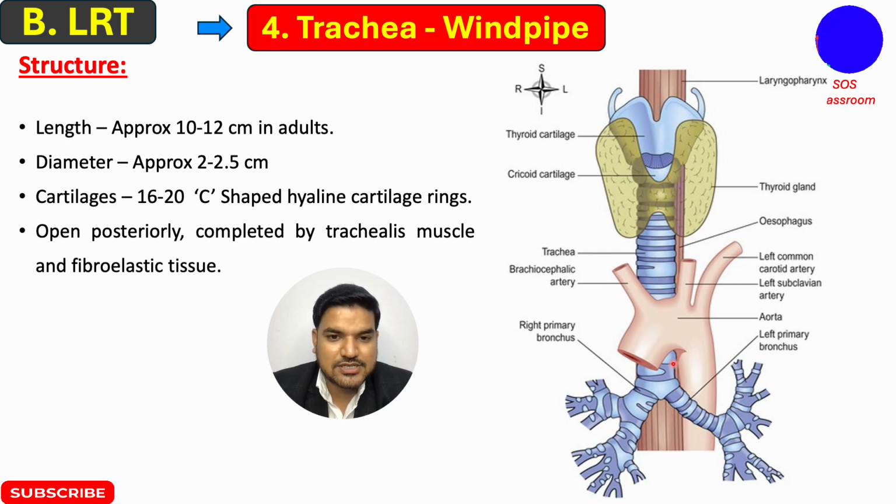How many cartilages are present in the trachea? 16 to 20 C-shaped hyaline cartilage rings, anteriorly closed but posteriorly open. Posteriorly, the closing is done by the trachealis muscle and fibroelastic tissue.